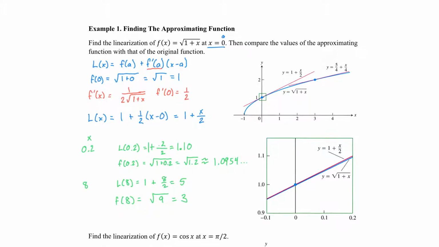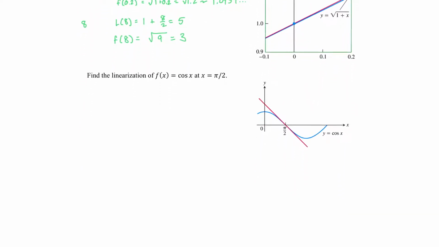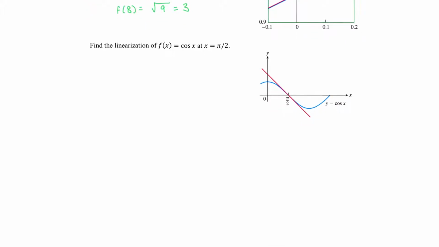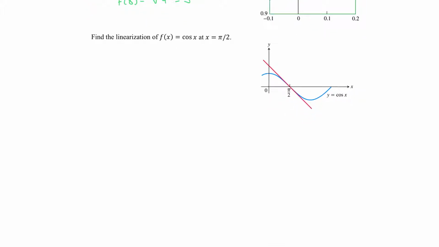Let's go ahead and look at another example. You can see down here, we're asked to find the linearization of f of x equals cosine of x at the center x equals pi over 2. I would encourage you to pause the video and try that out before hearing the solution. All right, let's look at how to find the linearization.